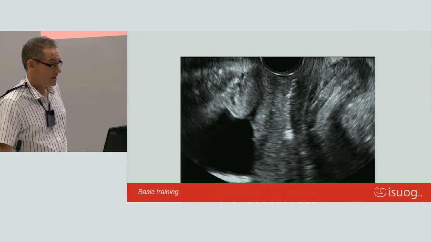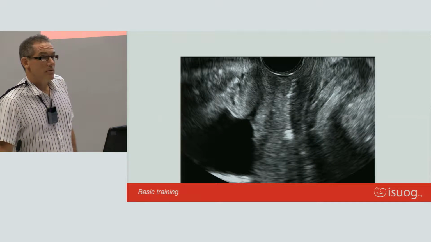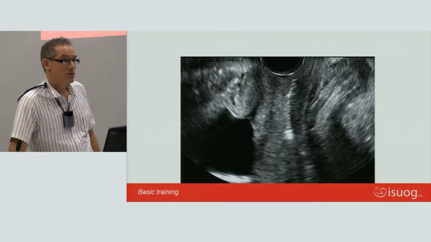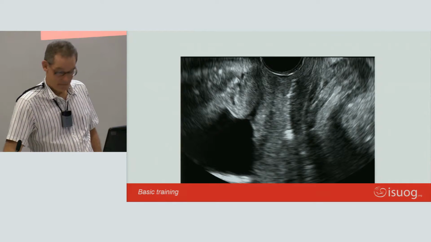Right, so how do I perform a vaginal scan? Essentially, you insert the probe into the vagina, and as you slowly insert it, you should see your urethra and your bladder.